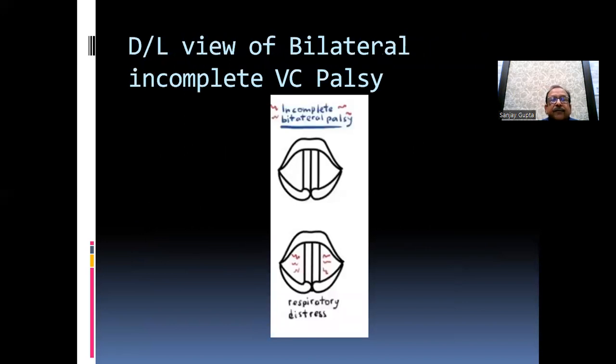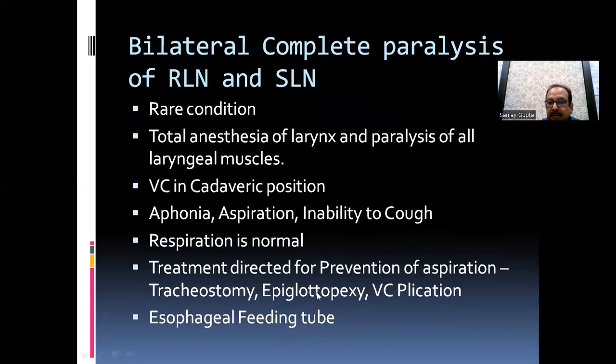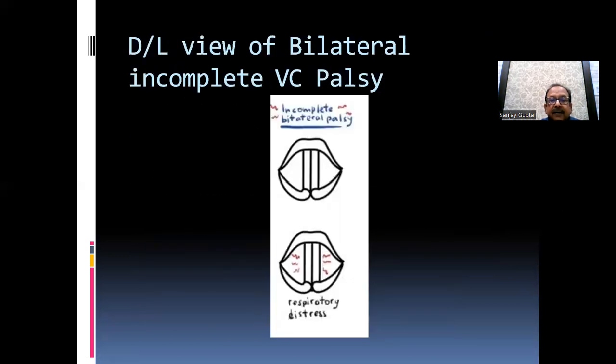Now, in cases of bilateral incomplete vocal cord paralysis, the vocal cord is in midline in inspiration as well as expiration, and there is severe stridor.